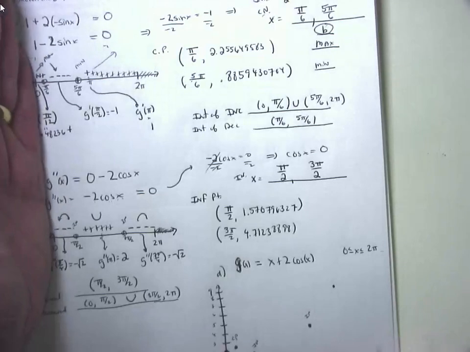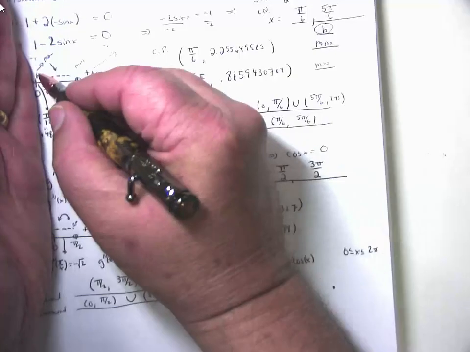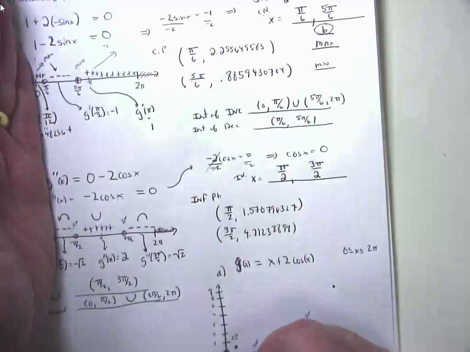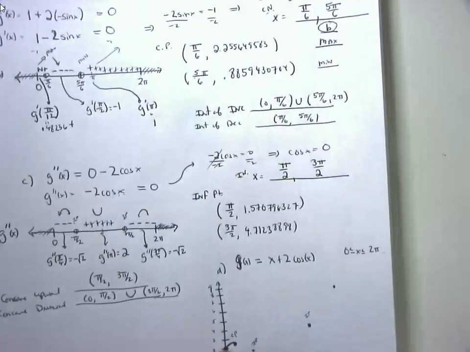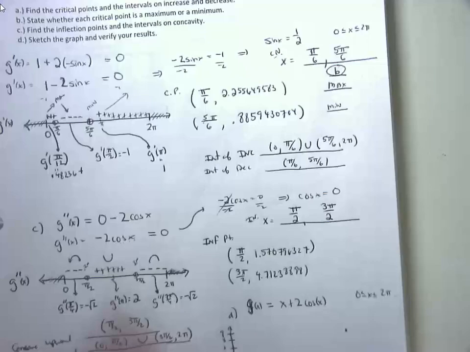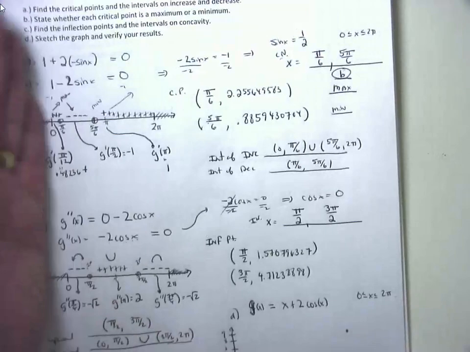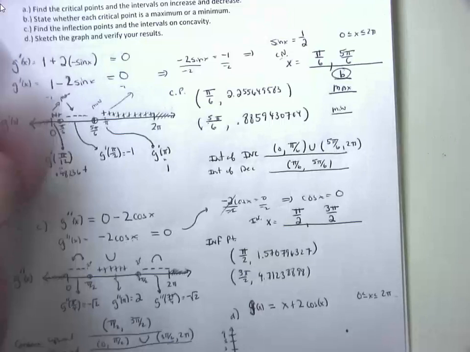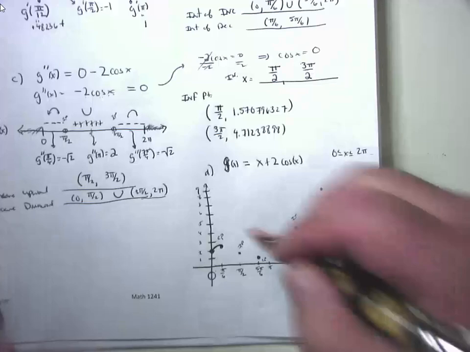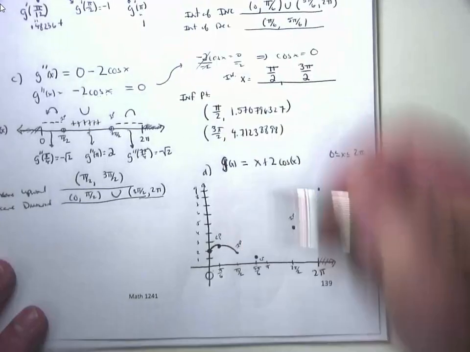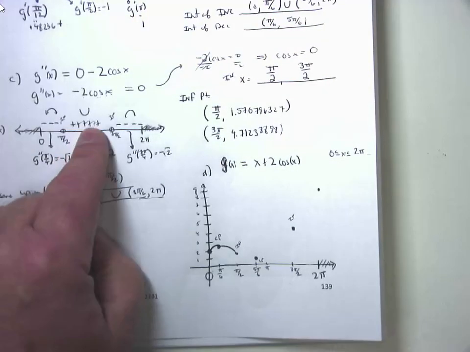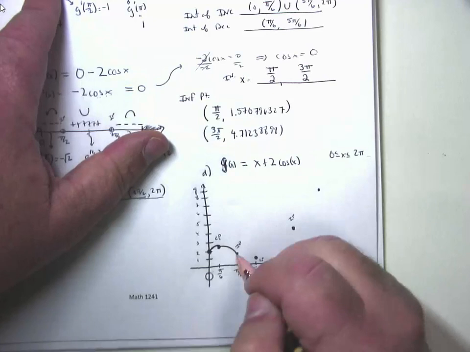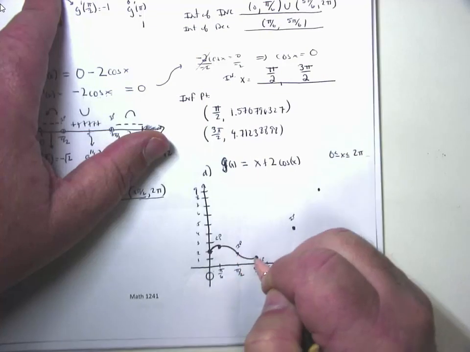Now, look at your number lines. Starting at 0 instead of negative infinity, I am increasing and concave down. Increasing concave down means I go up, but I'm bent downwards. And then once I hit pi 6, now I am decreasing, but I'm still concave downward till pi halves. Once I hit pi halves, now I'm going to be concave upward, but I'm still decreasing. Decreasing, but concave upward looks like that.